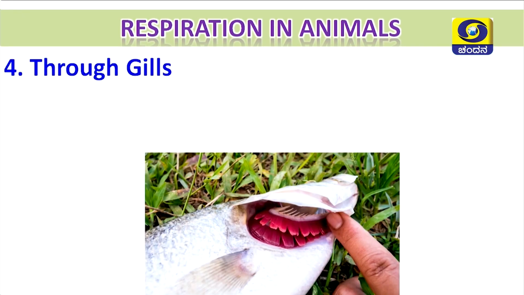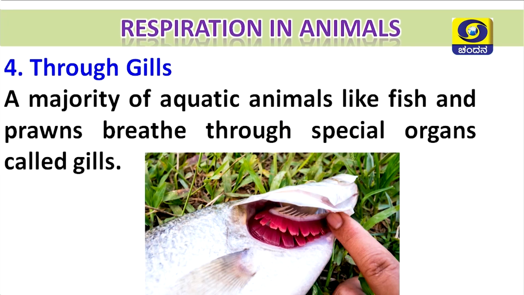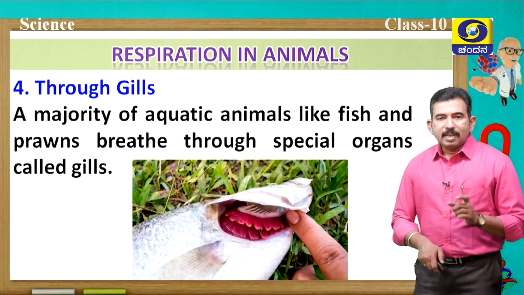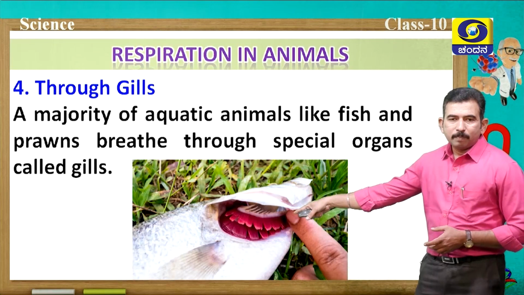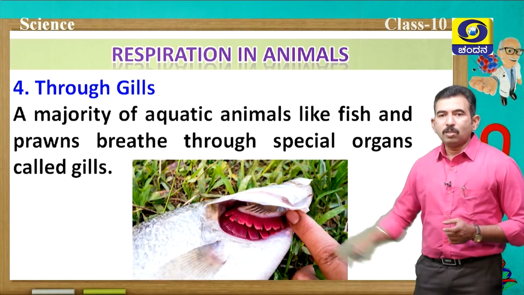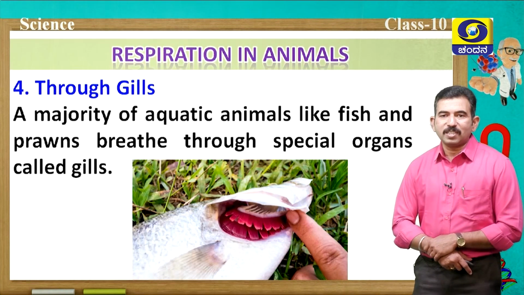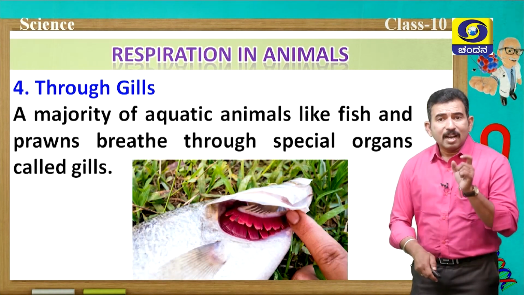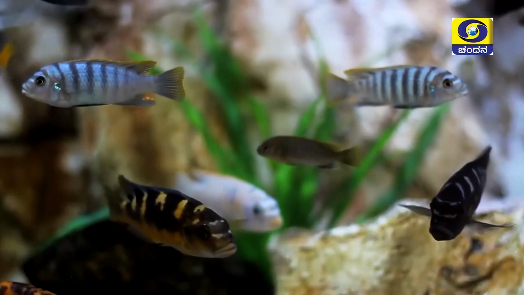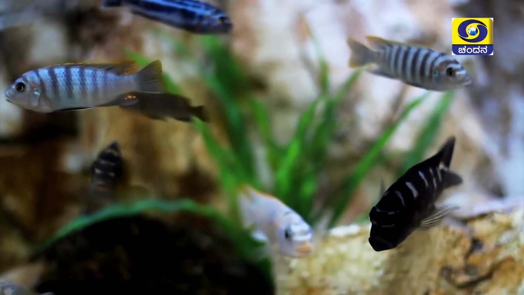In aquatic animals, respiration takes place through gills. A majority of aquatic animals like fishes and prawns breathe through special organs called gills. You can observe the gills in fishes. Through this respiratory organ, respiration takes place in aquatic animals like fishes. Now let us see a small video clip.